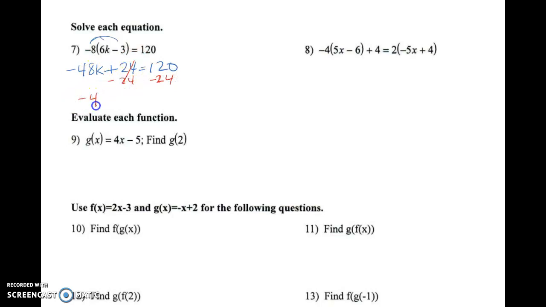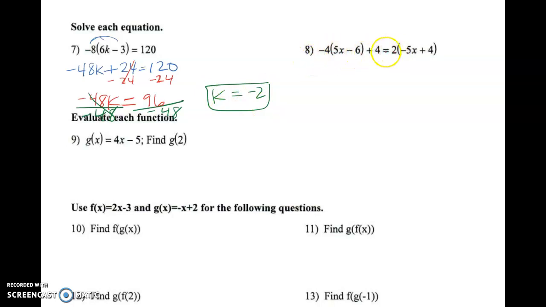So I get negative 48k equals 96. So the negative 48k, I need to divide by negative 48, divide by negative 48, and so I get k equals negative 2.